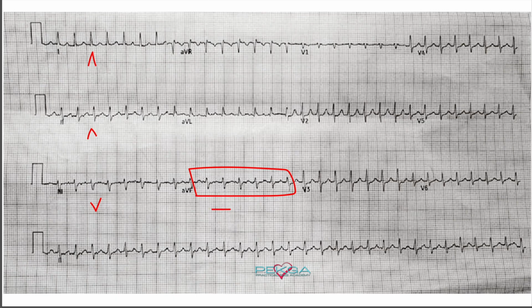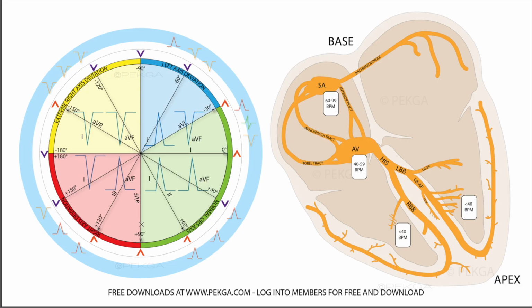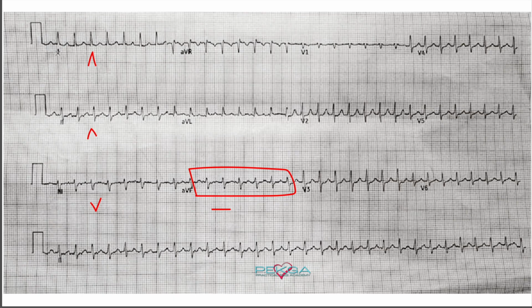So going to my axis finder, I'm going to be focusing on the AVF lead, which is right here. This is your AVF. Now, if the electricity, or the potential, is isoelectric, it tells me I should be taking a look at the perpendicular line of depolarization, which in this case would be lead 1. So going back to the ECG, if I take a look at lead 1, it is 100% positive.